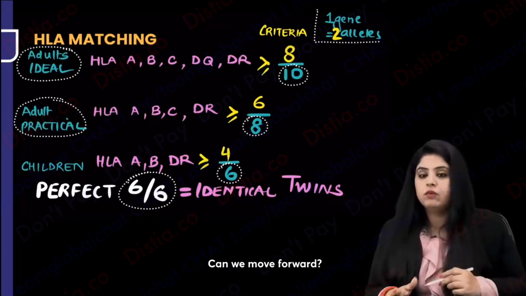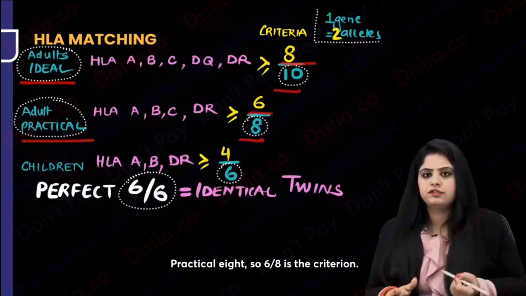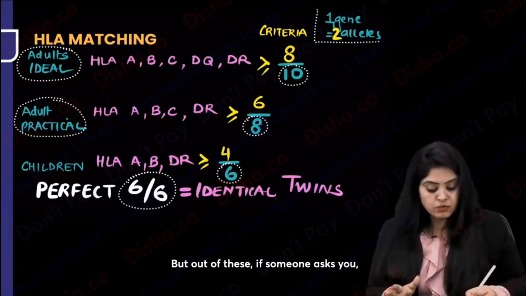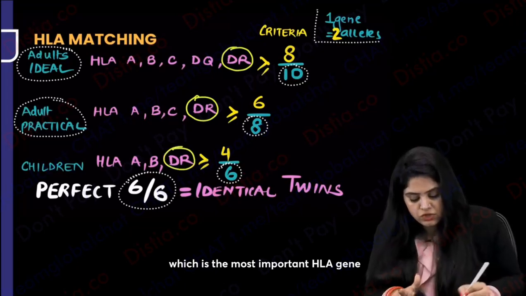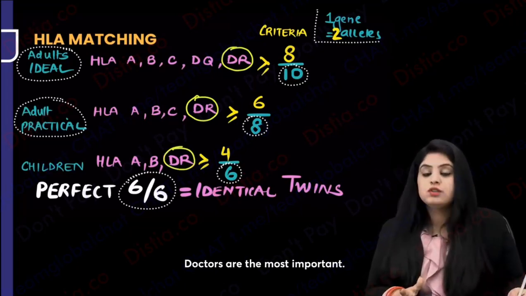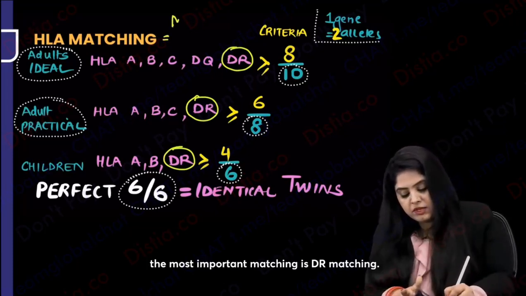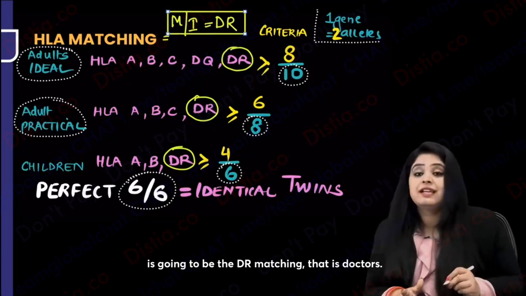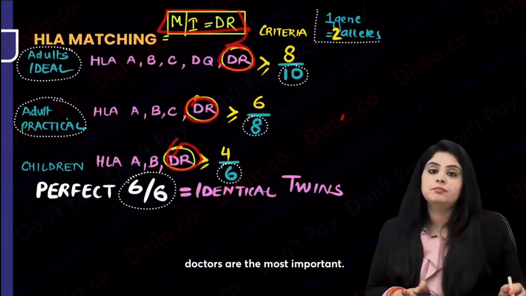Can we move forward? Overall, ideal 10, 8 on 10 is the criteria. Practical 8, so 6 on 8 is the criteria. Children 6, so 4 on 6, -2. But out of these, if someone asks you which is the most important HLA gene that has to be matched, doctors are the most important. So please remember, the most important matching is DR matching. That is how I have learnt it. Doctors are the most important.